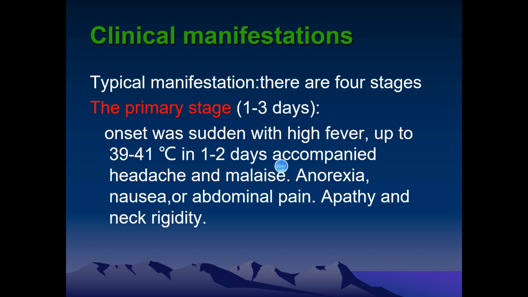In the first 2-3 days of the course, there is a raised body temperature up to 39 to 41 centigrade in 1 to 2 days, accompanied by headache and malaise. The initial presentation usually begins with gastrointestinal symptoms of anorexia, nausea, and abdominal pain. Some can have apoplexy and neck rigidity.